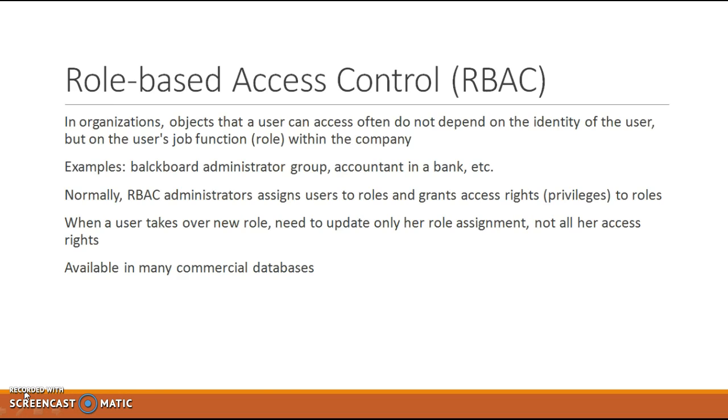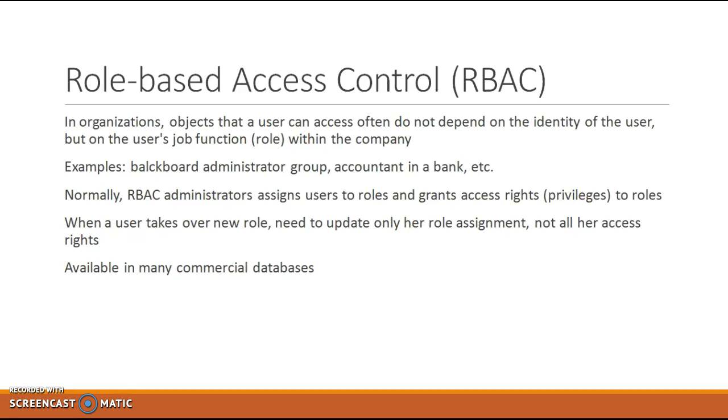In an organization, the objects that a user can access often don't depend on the identity of the user, but on the user's function within the company. So it means that in an organization, access is not dependent on the identity of a user, who is who, but on their job and function. For example, who is the Blackboard administrator? We are not concerned about his name and family name, but about his role and job. And the accountant in the bank. So these things are important for us in role-based access control. We give access according to the roles, not according to the usernames.